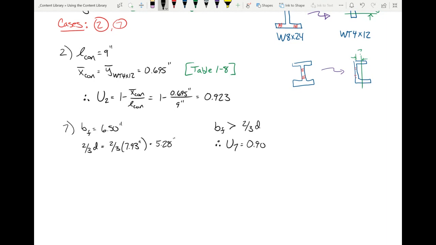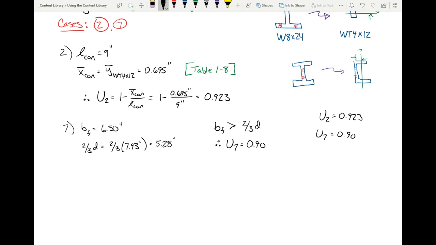Now, of these two, I've got a value here. U2 is 0.923, and U7 is 0.9. Which one do I use? I'll give you a hint: read case 7 again. Use case 2, because it states if U is calculated per case 2, the larger value is to be used.